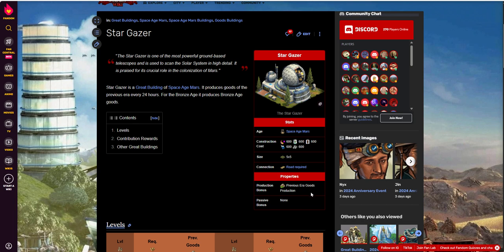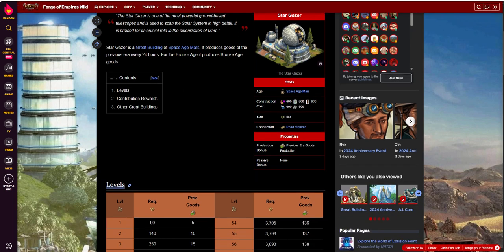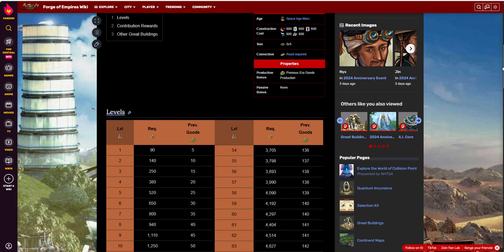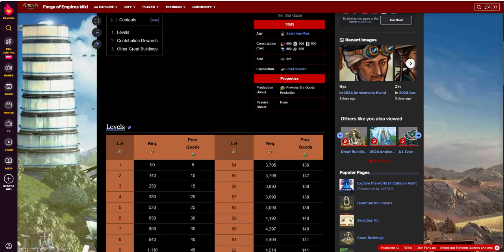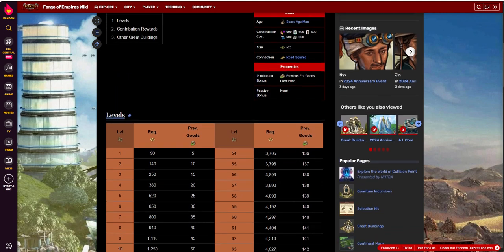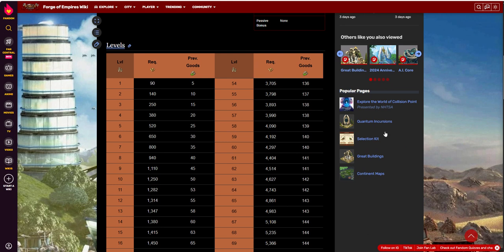So basically, you have an opportunity to get previous era's goods in a current era after spending 3,000 goods to place it. Mind you, that's 3,000 of current era goods to place it to get small quantities of previous era goods. And that's the reason many people don't build this building, right?